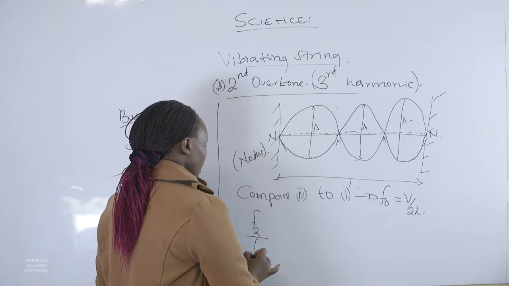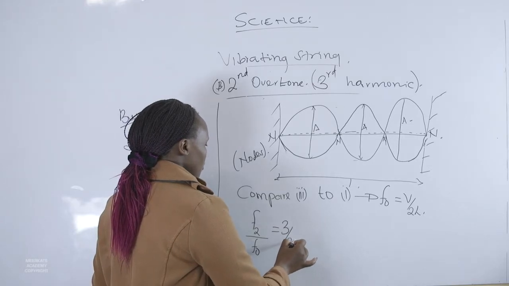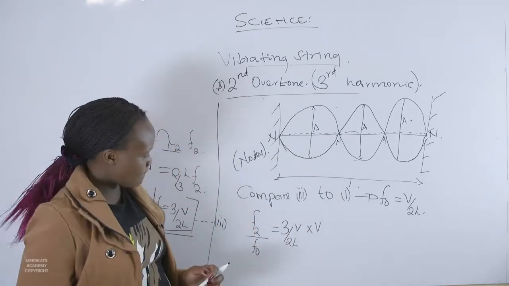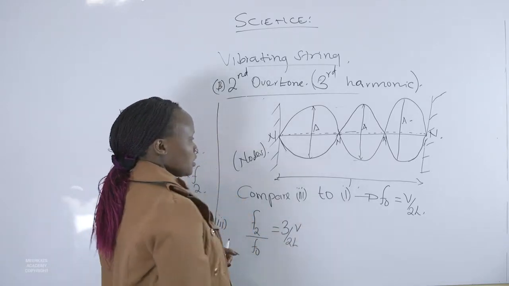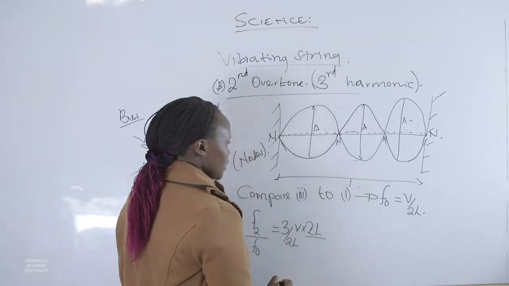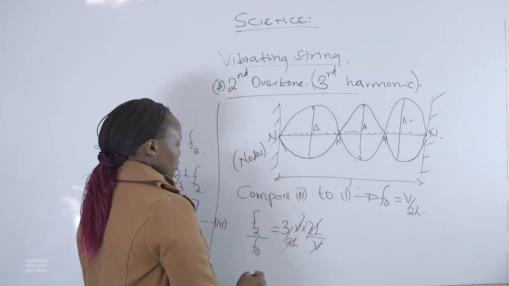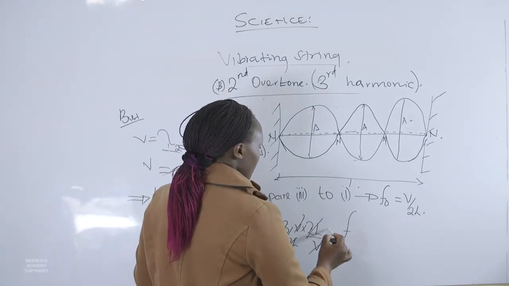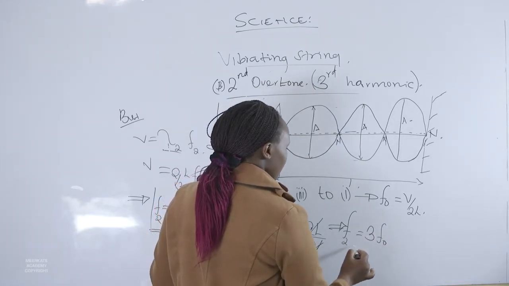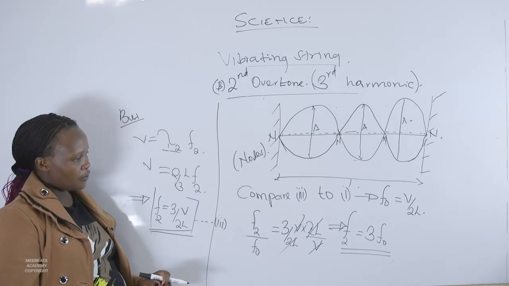F2 over F0 will be equal to 3/2L V multiplied by, this time, the reciprocal, so that now we have multiplied by 2L over V. We cancel where possible, so that F2 becomes 3 times F0.